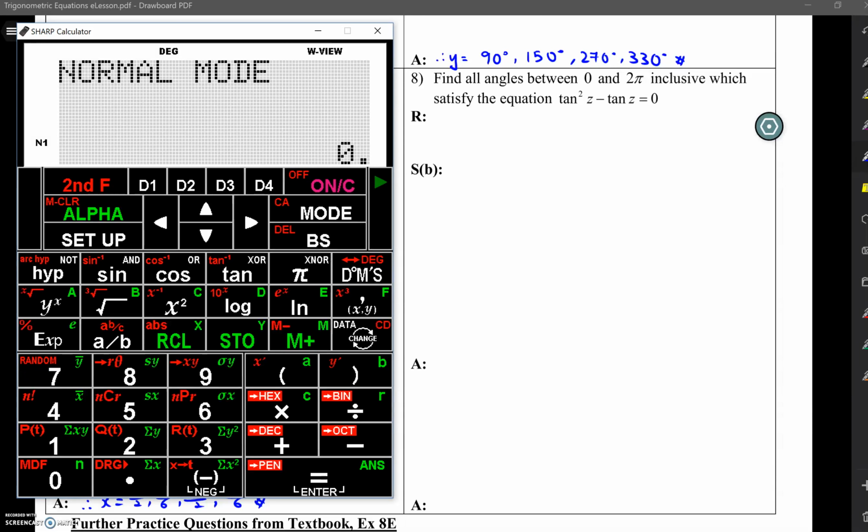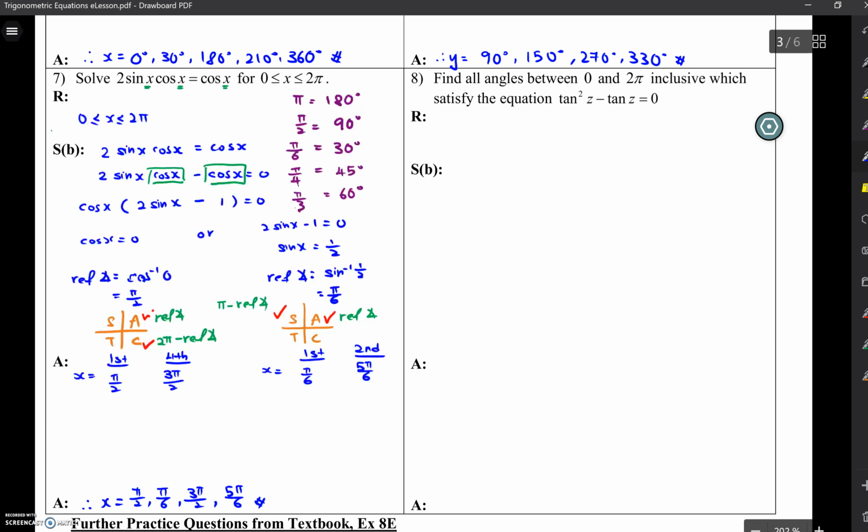Okay, now for the last example, question 8. So I hope you have tried already. Okay, so same thing, we will find the range first. For the range, they want the angles between 0 and 2 pi. So similarly, we are working with the range of z from 0 to 2 pi inclusively. Inclusively means that I also include 0 and 2 pi.